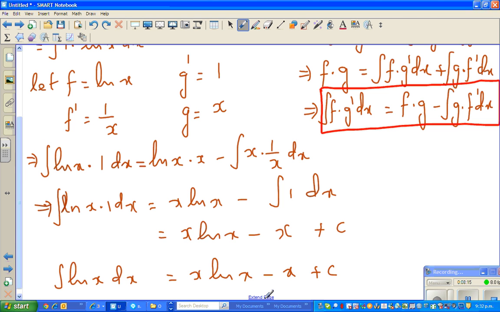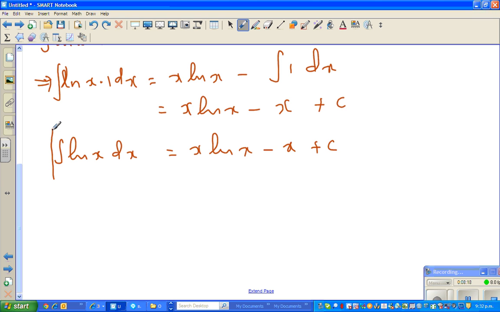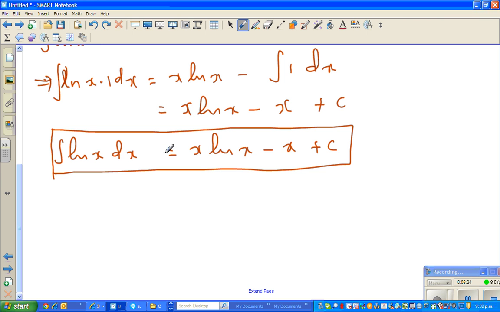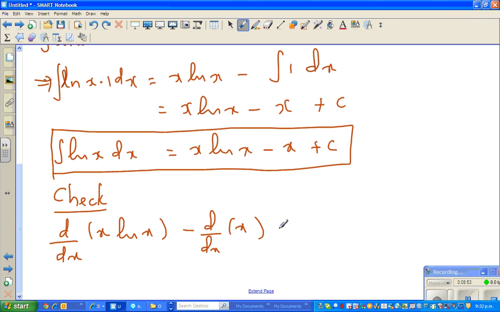Now, it's always good to check your answer. So how would you check your answer? As I said in the beginning, integration and differentiation are opposite of each other, as expansion and factorization are opposite. So if the integration of this is this, if you differentiate this, you should get this. So let us check our work. I'm going to differentiate this. I'm going to say d by dx of x natural log of x minus d by dx of x plus d by dx of c.